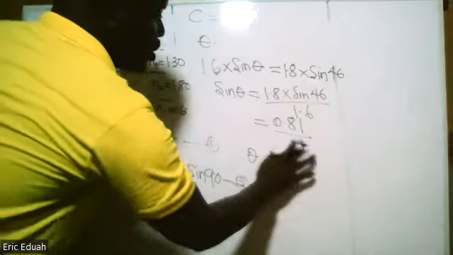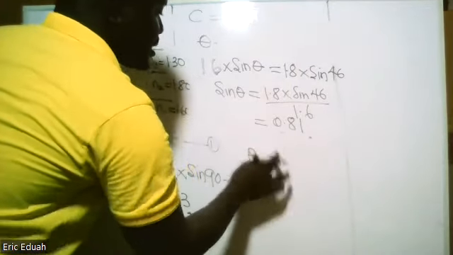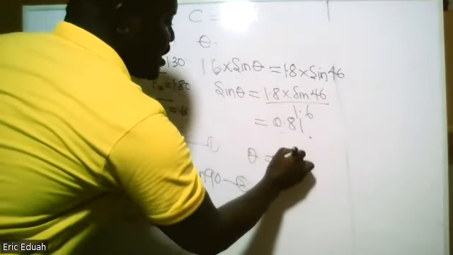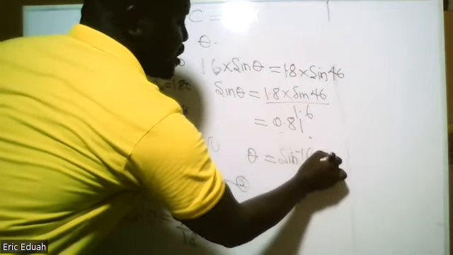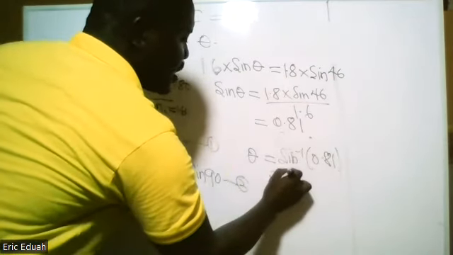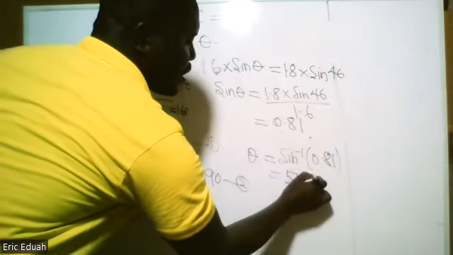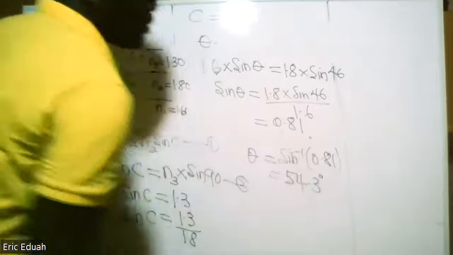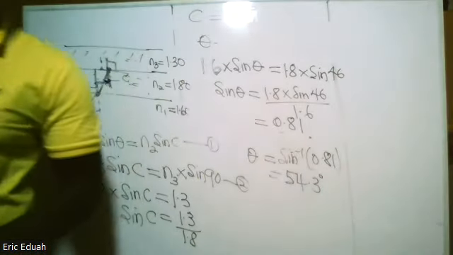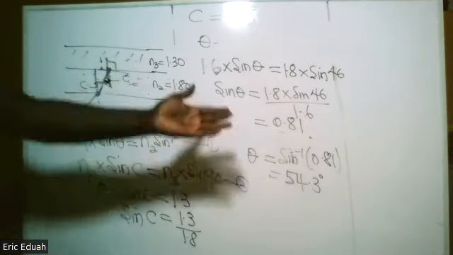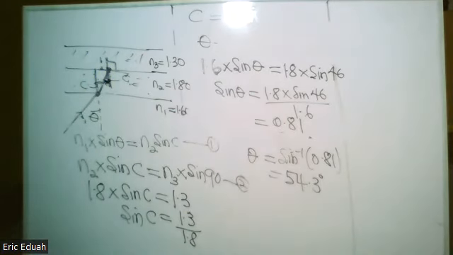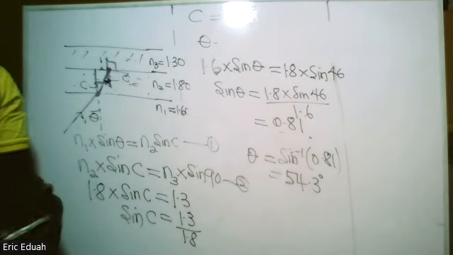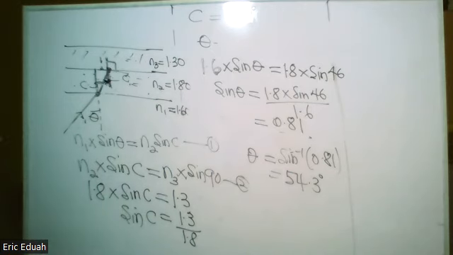All right. So it means that theta will be the sine inverse of 0.81, and that should give you 54.3 degrees, approximately 54 degrees. So that's the value of theta. So simple. Gloria, are you okay? Yes.